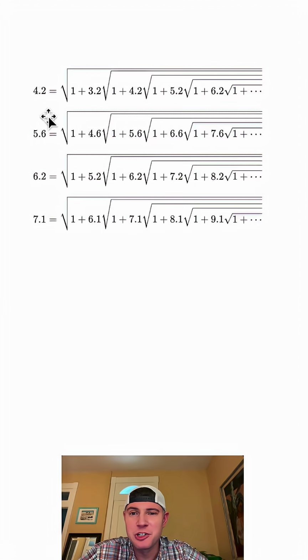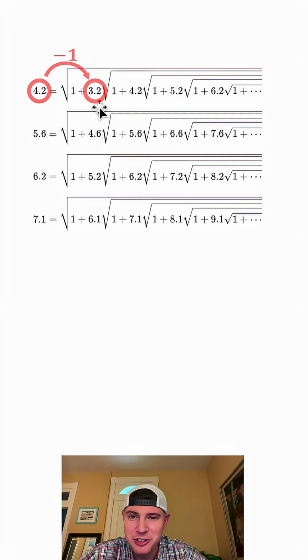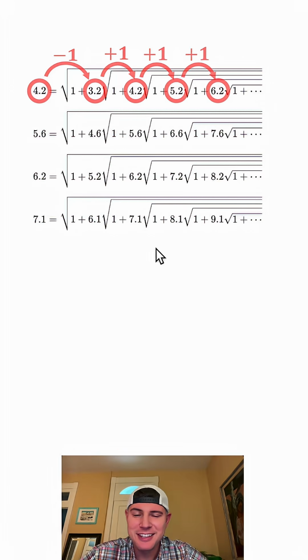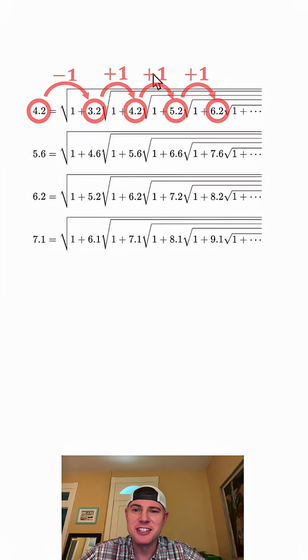So same thing is going to be true if they're decimals. So 4.2 is going to be 1 plus 3.2 times the square root of 1 plus 4.2 times the square root of 1 plus 5.2, and so on. And same thing for 7.1, you just subtract 1 from it to get 6.1, and then you just keep adding 1 forever.